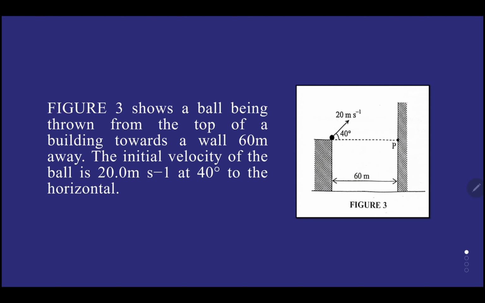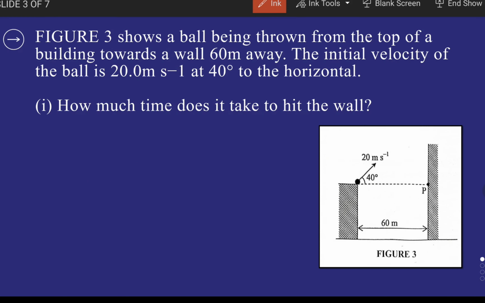Figure 3 shows a ball being thrown from the top of a building towards a wall 60 meters away. The initial velocity of the ball is 20 meters per second at 40 degrees to the horizontal. Okay, so let's look at the first question. How much time does it take to hit the wall?